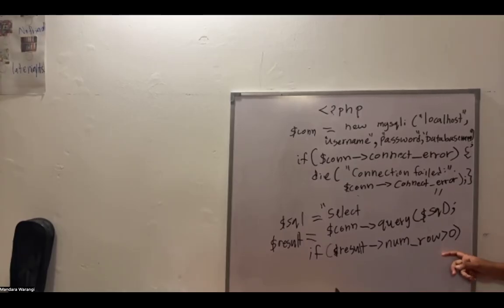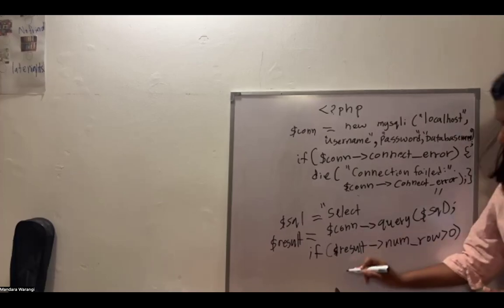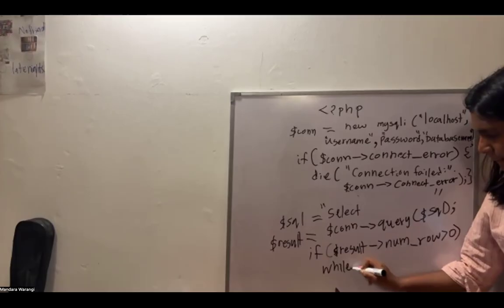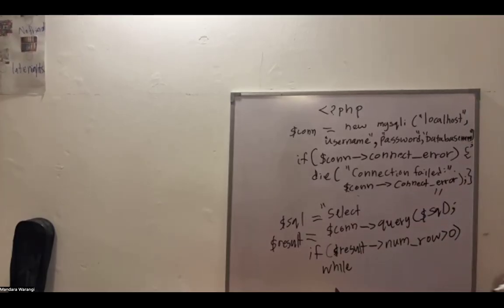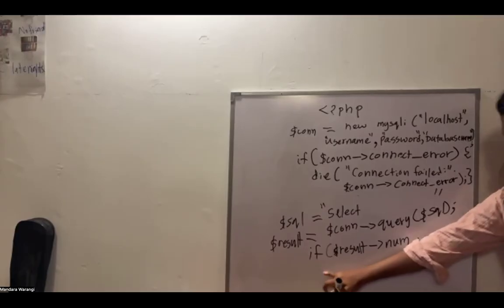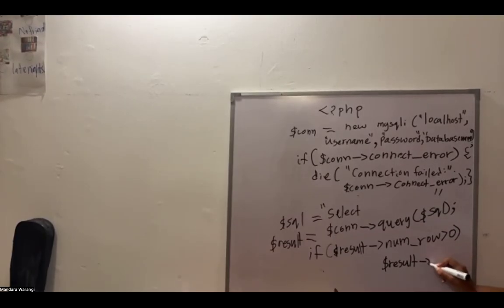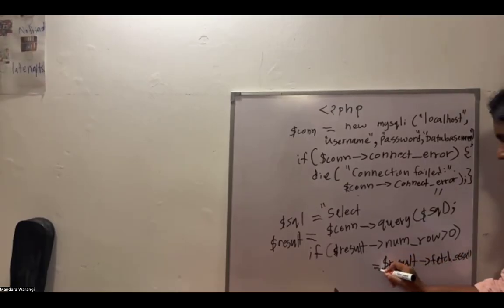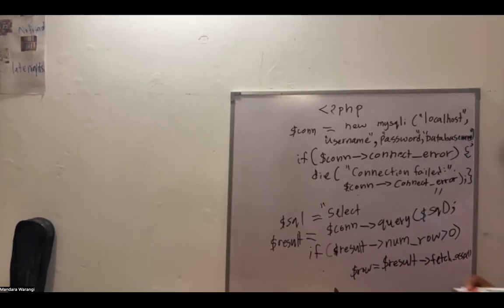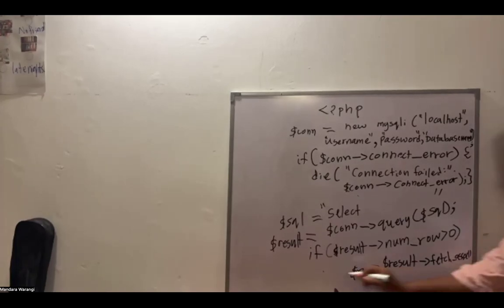If it is more than 0, we fetch these results. We can fetch the results that came, and we can make it into another variable.